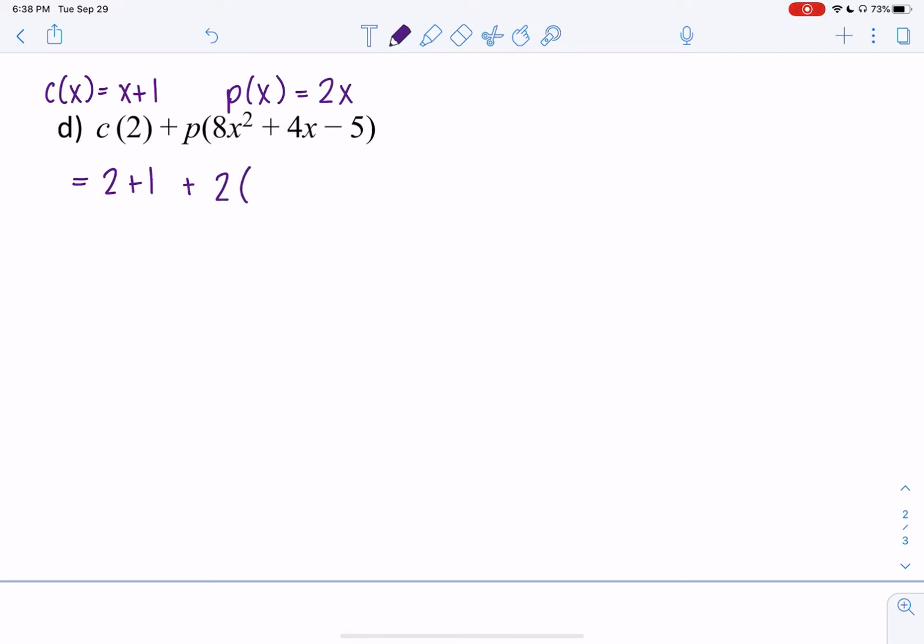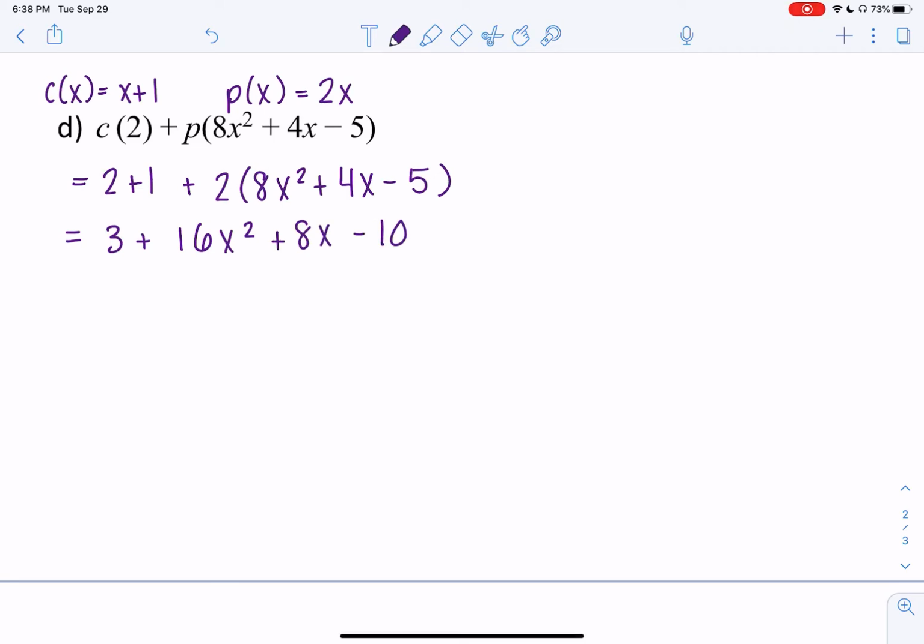So 2 times 8x squared plus 4x minus 5. And that will give us 3 plus 16x squared plus 8x minus 10. And then when we collect like terms, we'll get 16x squared plus 8x minus 7 as our final answer.